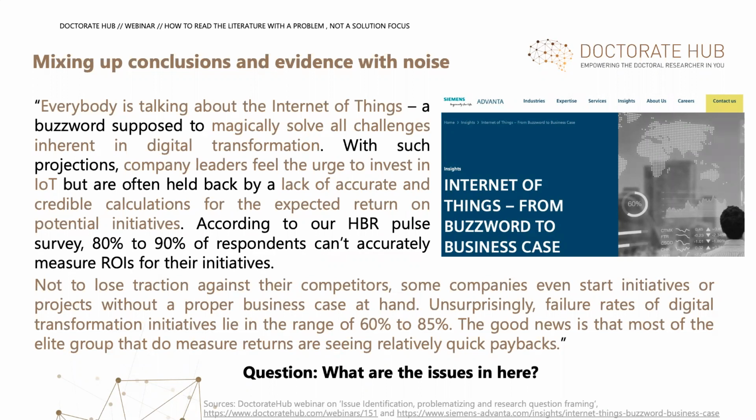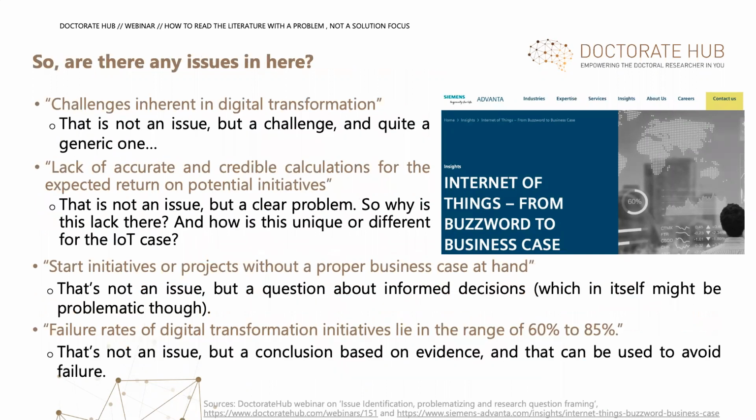Now, this was intentionally written to excite you and to catch you as a reader. But if you look from a scientific perspective and evaluate what actually the issues are in there, then you will see "challenges inherent in digital transformation." That is not an issue, but a challenge, and a quite generic one. It's not specific. "Lack of accurate and credible calculations for the expected returns on potential initiatives." That is not an issue, but a clear problem. So why is this lack there, we could ask, and how is this unique or different for the IoT case?